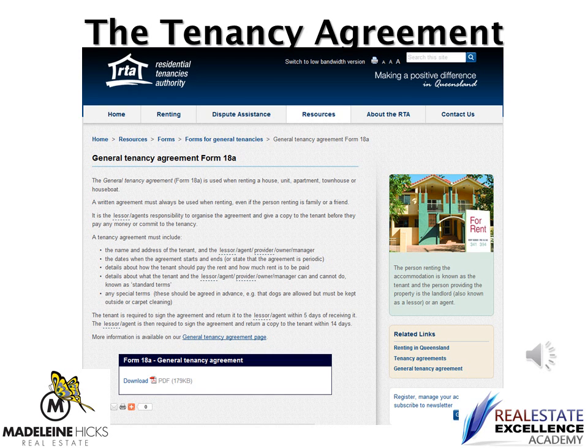The General Tenancy Agreement Form 18A is a legally binding contract between yourself and the owner. We act on behalf of the owner. The following tenancy agreement is about to be explained to you.